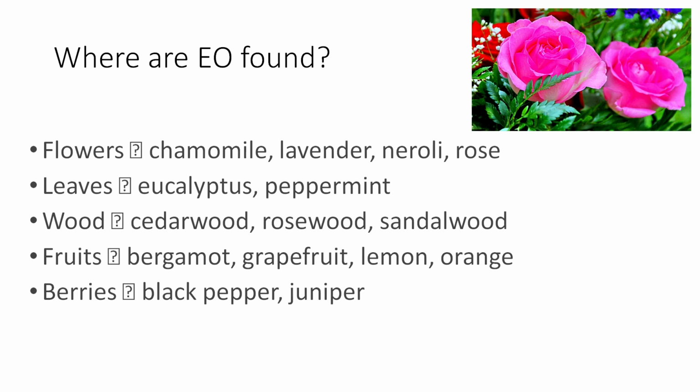So, where are essential oils found? They could be found on the flowers like in chamomile, lavender, neroli, rose. This is the rose flower out here. In the leaves like in the eucalyptus, peppermint. In the wood like cedar wood, rosewood, sandalwood. In the fruits like bergamot, grapefruit, lemon, orange. In berries like black pepper, juniper.